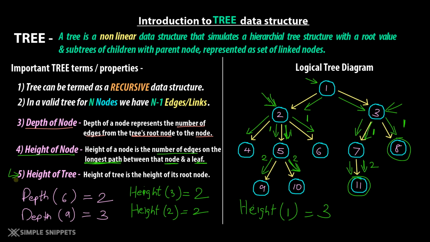And the last property is the height of a tree. And the height of a tree is always equal to the height of the root node. So the height of node 1, which is this root node, is equal to 3, which is also equal to the height of the tree. Okay? Alright. So these were some important tree terms and properties. And now let's move forward.